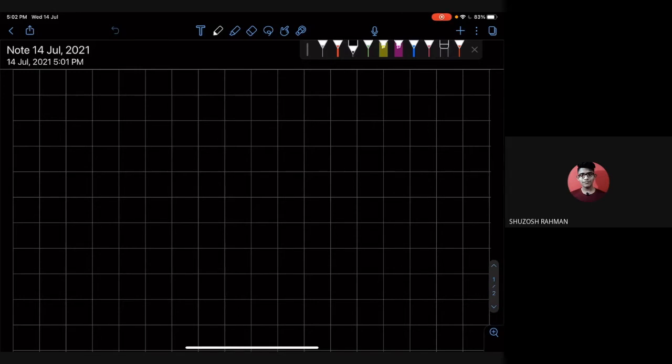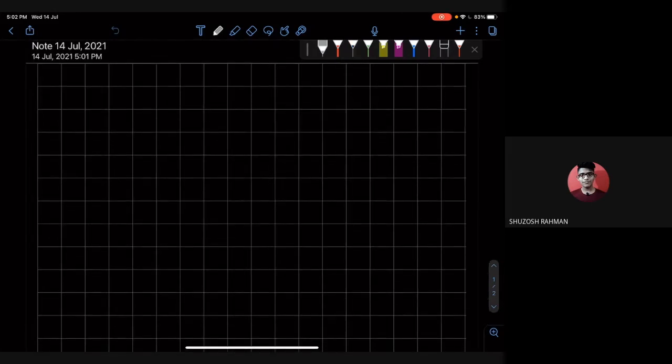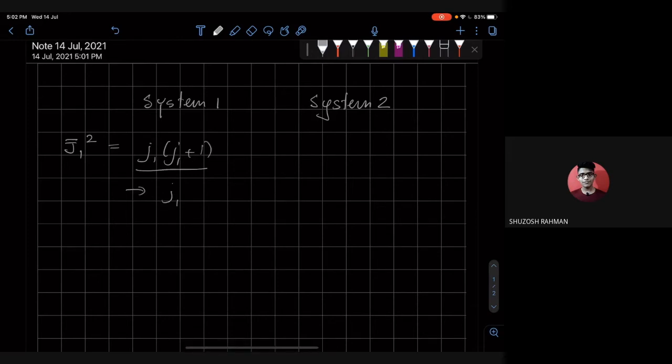The only thing that we are assuming about these two systems, system 1 and system 2, is that the total angular momentum has a definite value. For system 1, J1 squared is J1 times J1 plus 1. Instead of writing the whole thing, we just write J1. And for system 2, J2 squared is J2 times J2 plus 1. And you can put an h-bar squared if you want to, depending on the units.